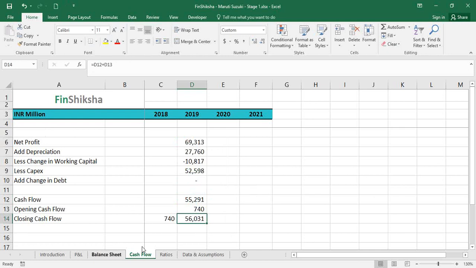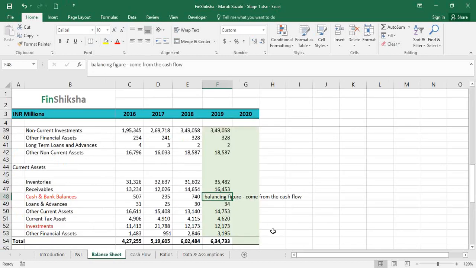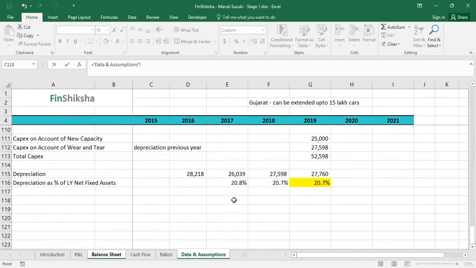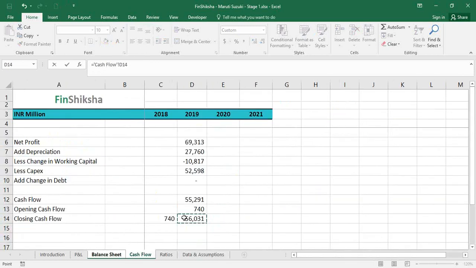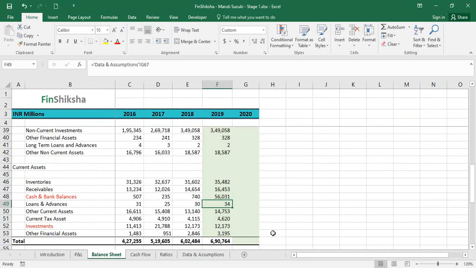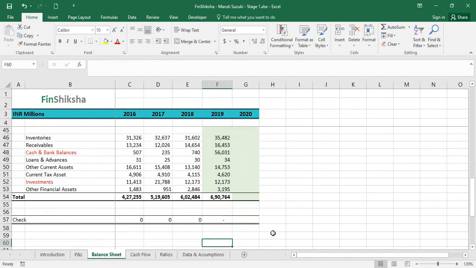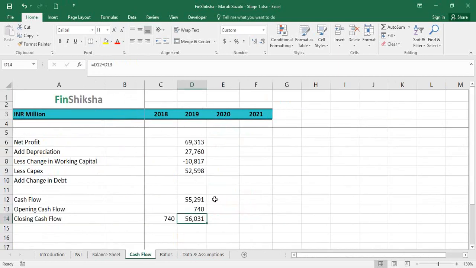If you have done everything correctly, the balance sheet should start balancing. So let's go there, plug in the number from the cash flow sheet, 56031, plug that in. Does the balance sheet balance? It does. Bingo. So here we find the balance sheet balancing once you put in the balancing figure, which has been calculated from all the linkages that we have created, and so the cash flow seems to be working absolutely fine, right?